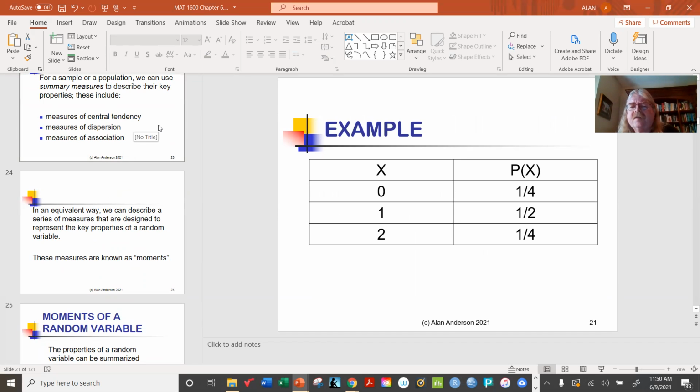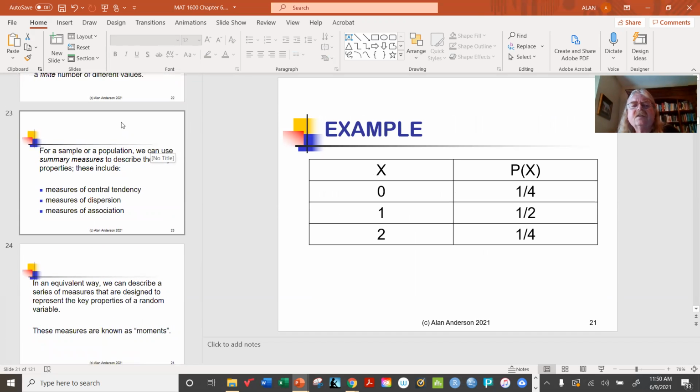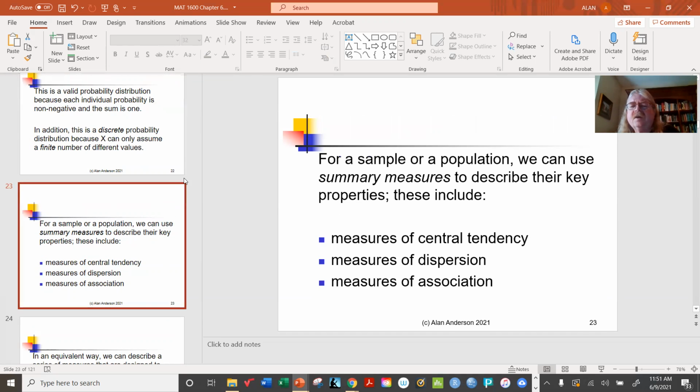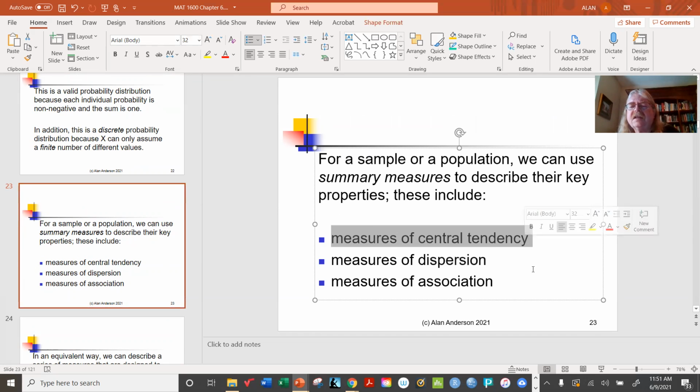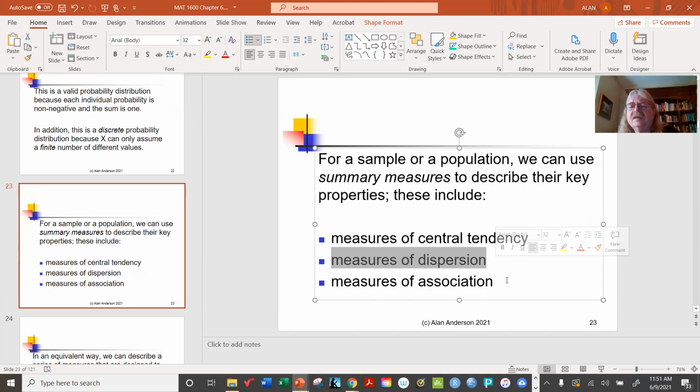Now, when we analyze a random variable, there's a lot of useful information we can get from it by defining a series of measures. You recall from chapter 3, we defined a series of measures for samples and populations. And just a quick refresher, even though it was only 2 days ago, we had measures of central tendency, which look at the center of the data. We had measures of dispersion, which look at the spread of the data. And we had measures of association, which help us understand the relationship between two variables, two samples or populations. Here we're looking at random variables. So there were three types of summary measures.